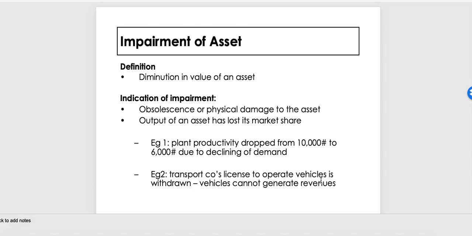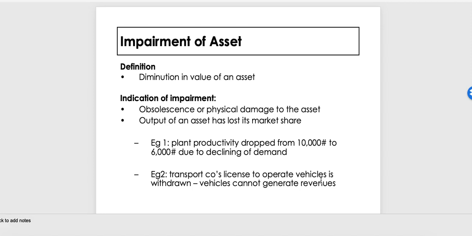For example, if you have a machine and the performance of the machine has dropped, normally the production of the machine per month is 6,000 units. But now you identified that the production is only 4,000 units. So you see that the performance of the machine has dropped. Therefore, you need to do an impairment test on the machine.